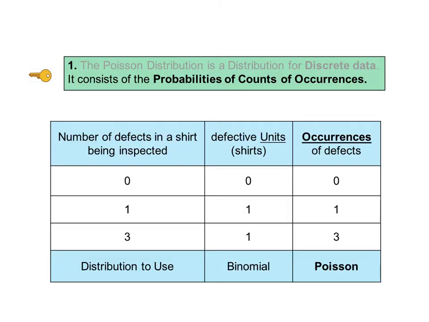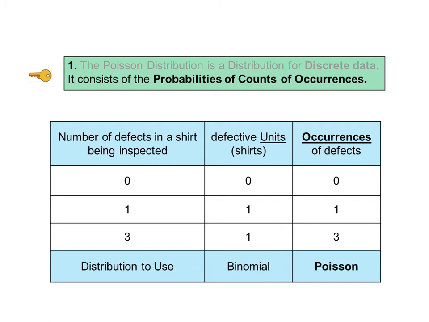KTU number 1 goes on to say the Poisson distribution consists of the probabilities of counts of occurrences. If we want to count occurrences, we use the Poisson distribution. If we want to count units, we use the binomial distribution. But what's the difference between occurrences and units?